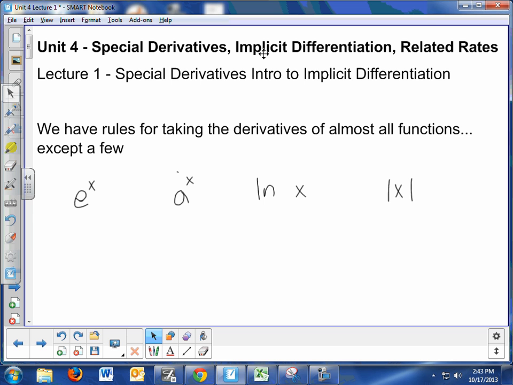Today we're going to do some special derivatives, and we're going to introduce implicit differentiation. Next class we are going to do lots of implicit differentiation, and that's it. Then the following class we'll finish up implicit differentiation, and we will introduce related rates. And then in the last class we will only do related rates.